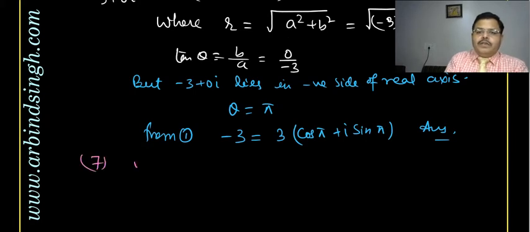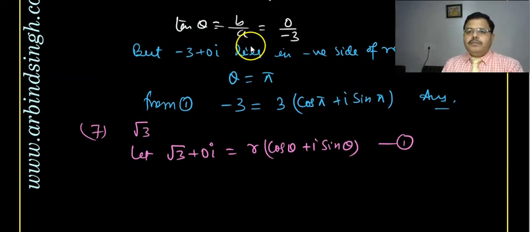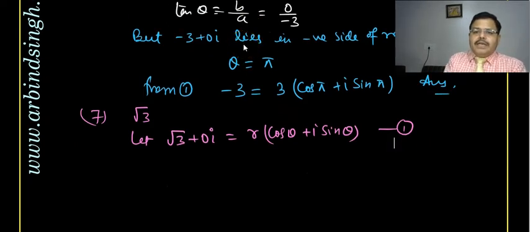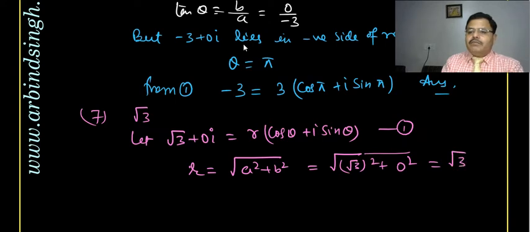7th question is root 3. So again we will write here root 3 plus 0 iota, that is r cos theta plus iota sin theta, isn't it? And that will be equation 1. So we will write here r is equal to under root of a square plus b square, that will be under root 3 whole square plus 0 square, and that will be root 3 again, because it will be 3, but the square root of 3 is root 3.